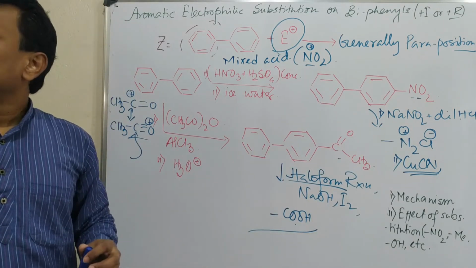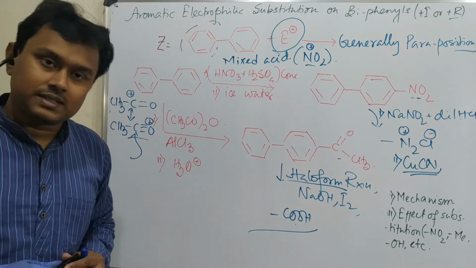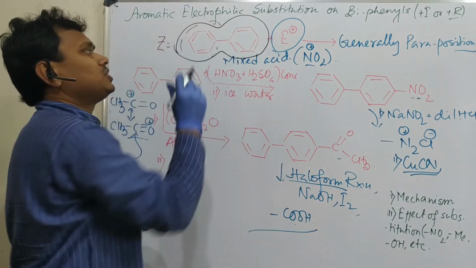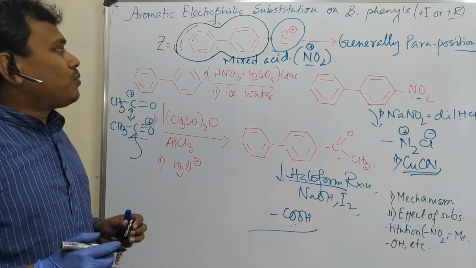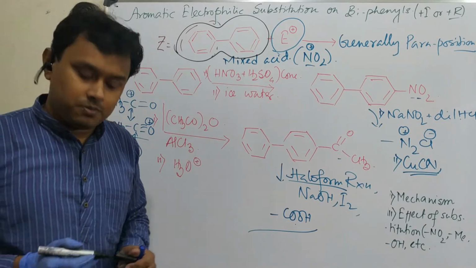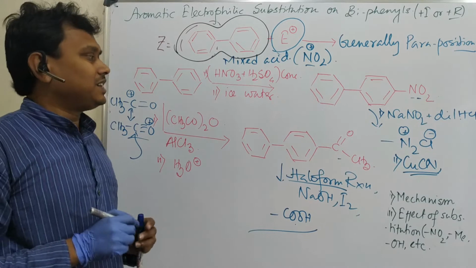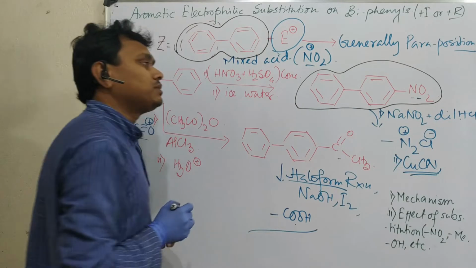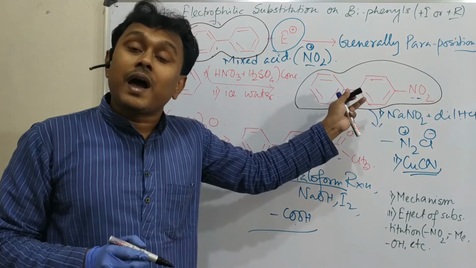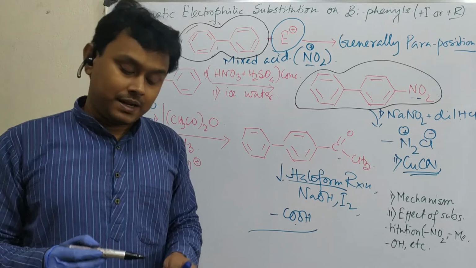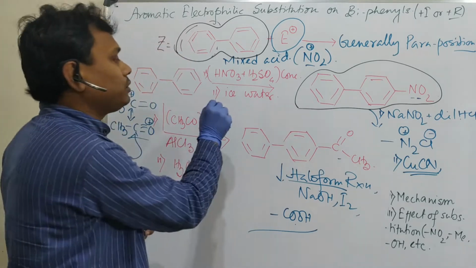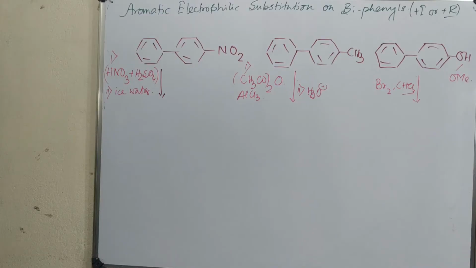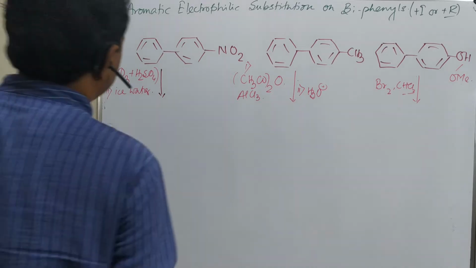Now a very important question comes in front of us. The question is, we have discussed biphenyl, which is a symmetrical, easy substrate. But what is the reactivity of a substituted biphenyl? Okay, so that is the difficulty. For example, if you do aromatic electrophilic substitution on this nitro biphenyl, where will the substitution happen, and why? Okay, so now we will discuss this topic in order to get more insight. Okay, let's continue the discussion, the last part of this discussion.